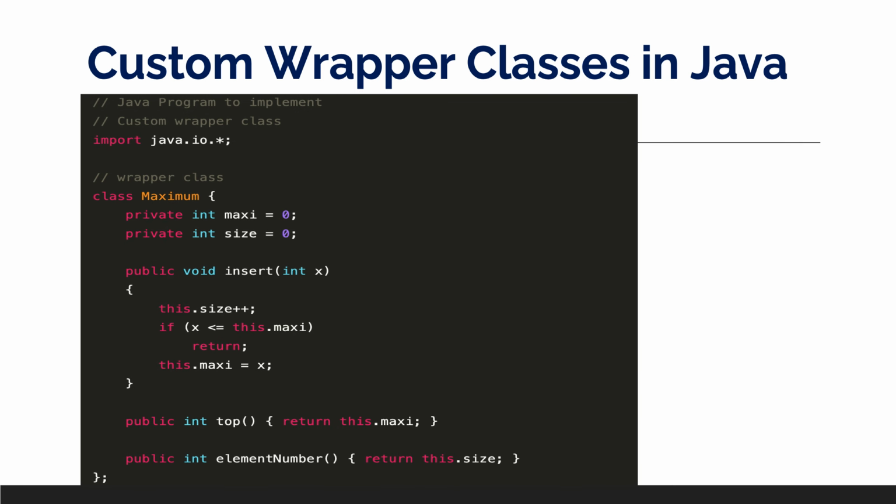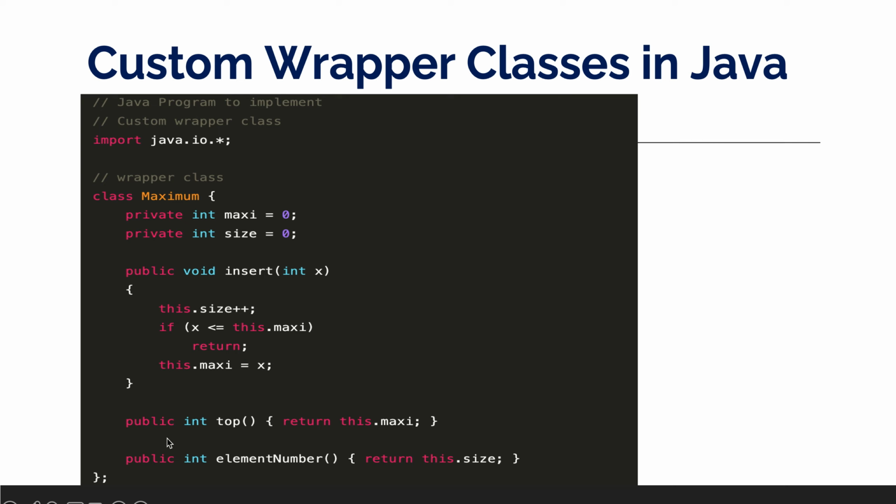Something like, let's say we have a class called Maximum. Inside Maximum we have created two variables, like max equal to 0 and size equal to 0. We created these variables to do some operation or to maintain some pointer. Let's say we have created one method called insert. Inside insert we are expecting some integer variable, and based on this variable we are going to return some maximum value that is going to be stored inside this wrapper class.